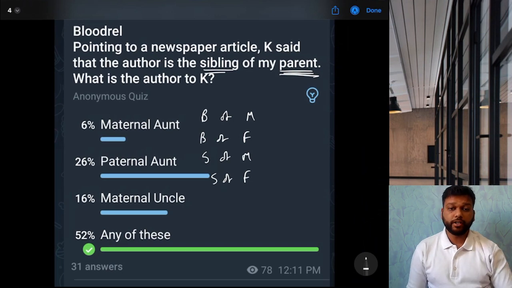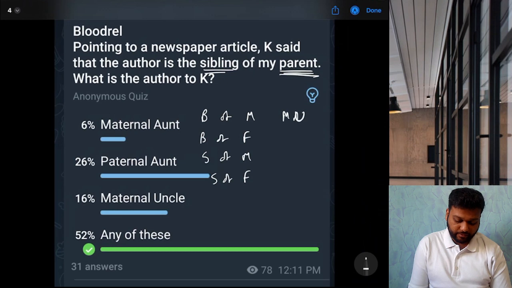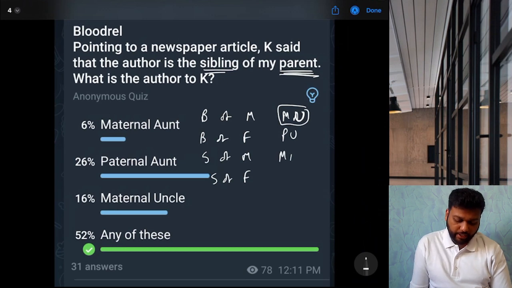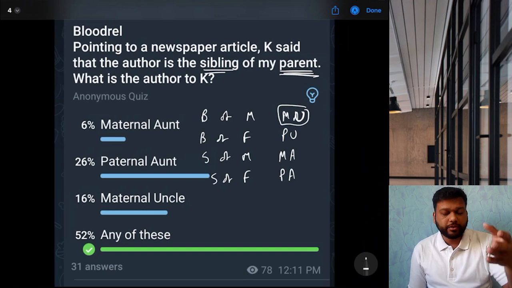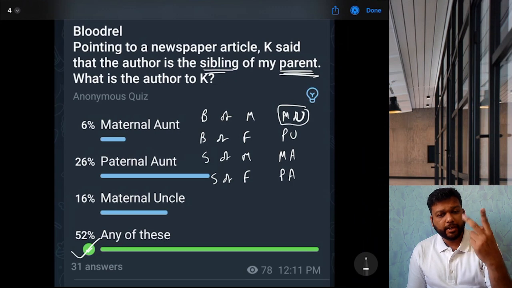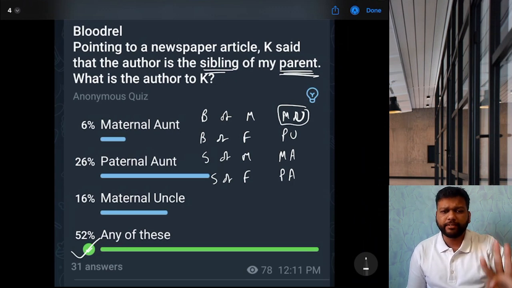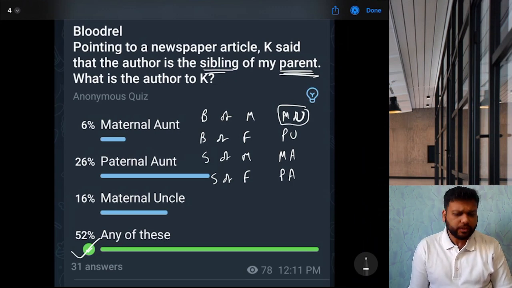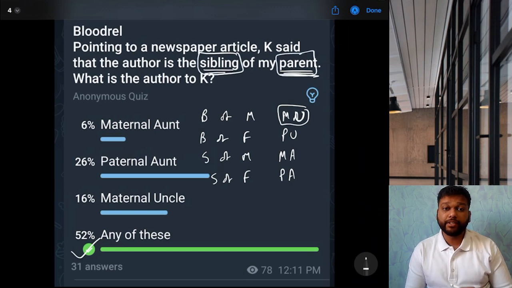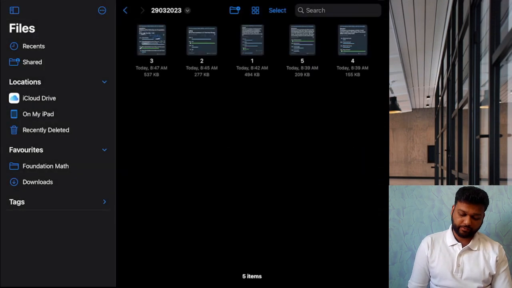Brother of mother is what? Maternal uncle, right? Brother of father is what? Paternal uncle. Sister of mother is what? Maternal aunt. And sister of father is paternal aunt. So if you see, 3 options are already there. So any of these is the correct answer: maternal aunt, maternal uncle, and even paternal uncle. So focus on gender neutral words where they have not specified whether the person is male or female.